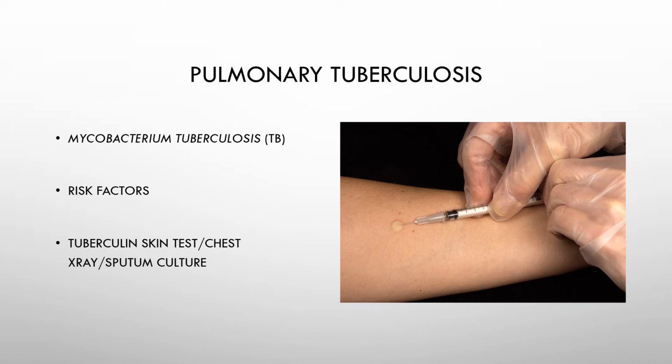A size of 0 to 4 millimeters is considered non-significant. If it is greater than 5 in the immunocompromised client, it is defined as a positive test. For an individual who is not immunocompromised and considered healthy, they would need an induration or a raised area greater than 10 millimeters to be considered positive.